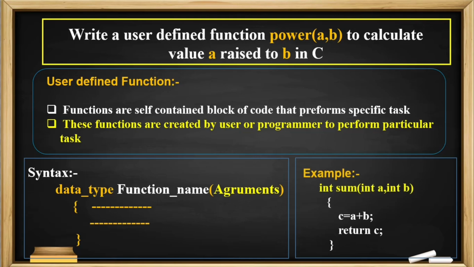In the example, we can see function sum having arguments a and b, which are of integer type. It returns the value of a variable c, which is again of integer type. The example is about the user-defined function sum.